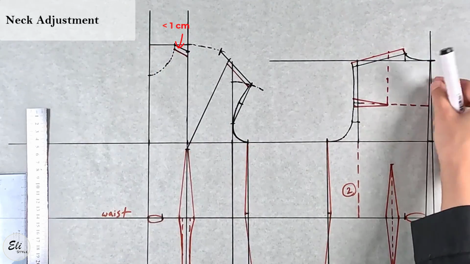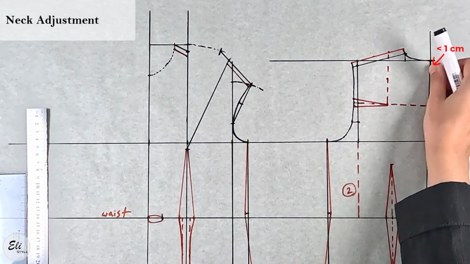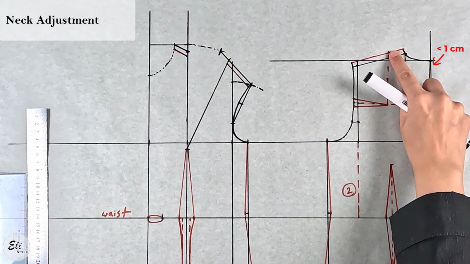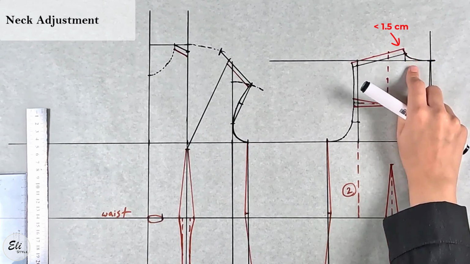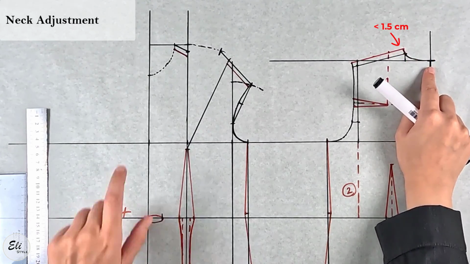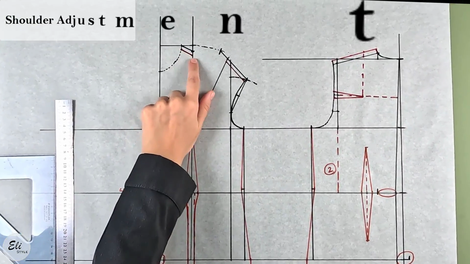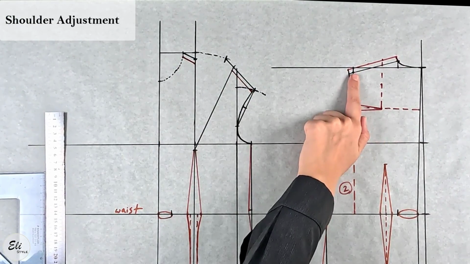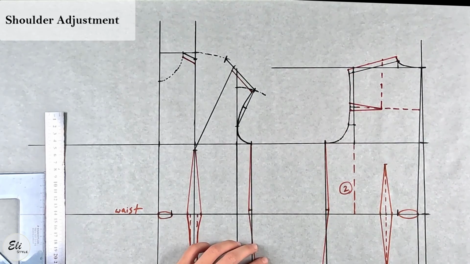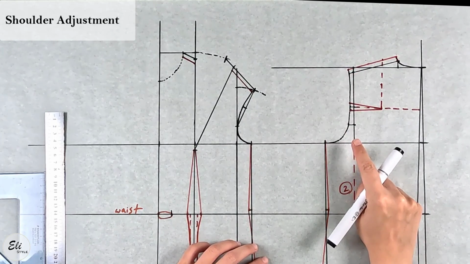For the back, avoid lowering more than 1 cm from the center back line, and you can widen the neckline by up to 1.5 cm at the neckline and shoulder intersection. Shoulder adjustment. In the Müller method, the shoulder measurement is often slightly larger, so it needs customization.